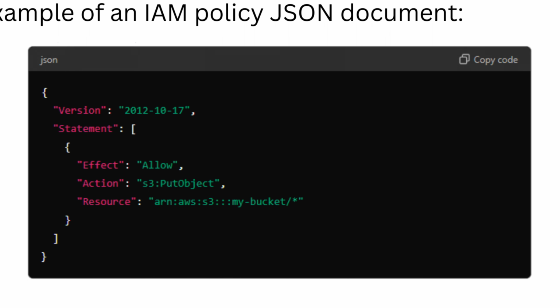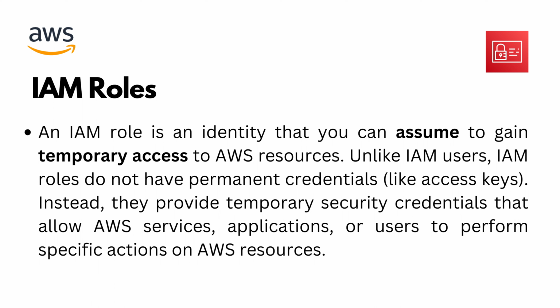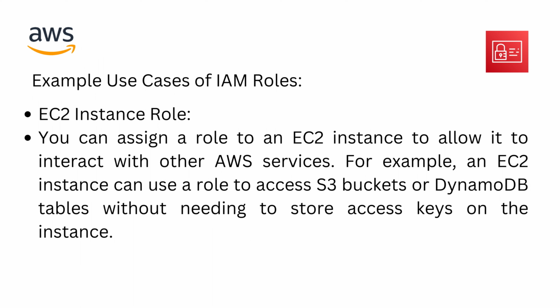So roles are often used to grant user access to other resources without the need for access keys. For example, you can grant temporary access to an S3 bucket or an EC2 instance or Lambda without an access key. Let's look at an example of an EC2 instance role. You can assign a role to an EC2 instance to allow it to interact with other AWS services. For example, an EC2 instance can use a role to access S3 buckets or DynamoDB table without needing to store access keys on the instance.